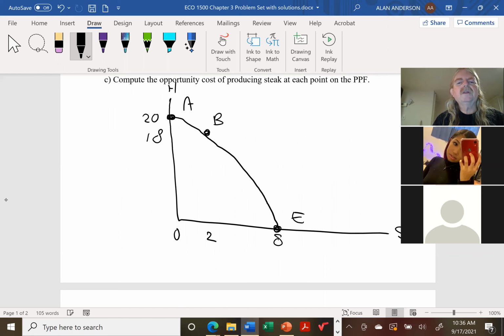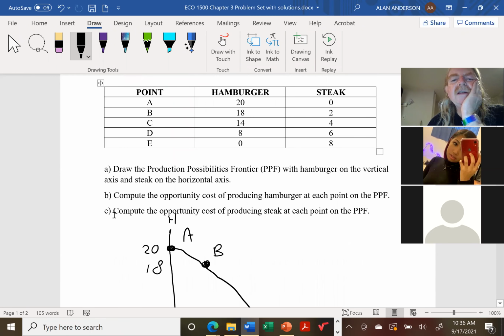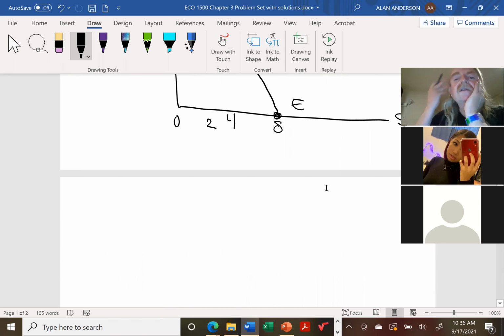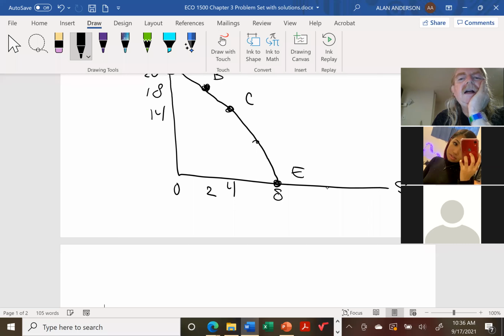It might be easier to do it this way. It's not easy to draw by hand, of course, but we can give it a shot. Now, point C means 14 burgers and 4 steaks, which should be somewhere in this neighborhood. And then finally, point D is 8 hamburgers and 6 steaks. Okay. I figure it's right about here. If we needed to be more exact than this, of course, we would never do it by hand.